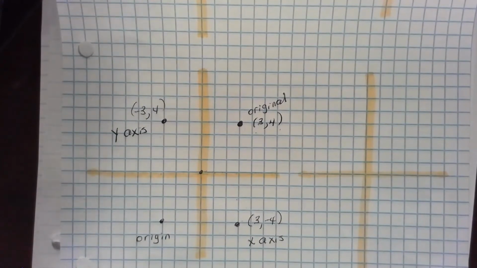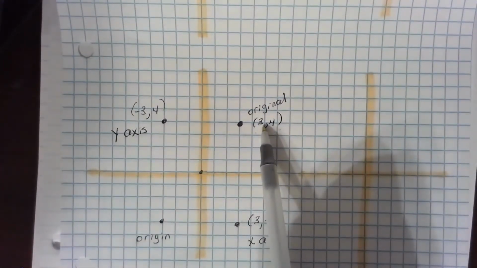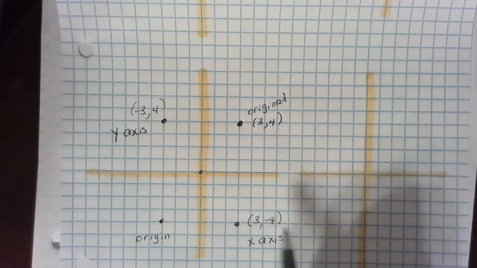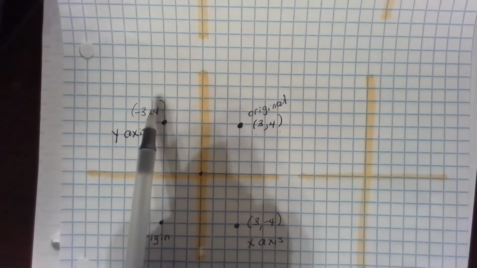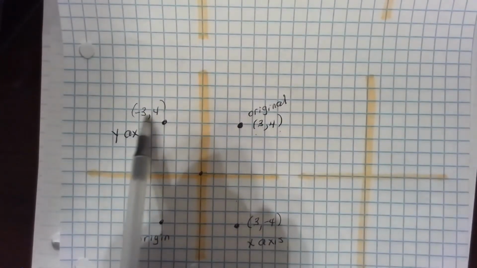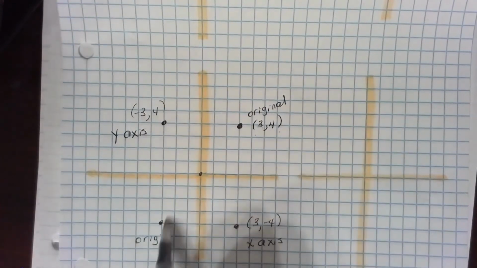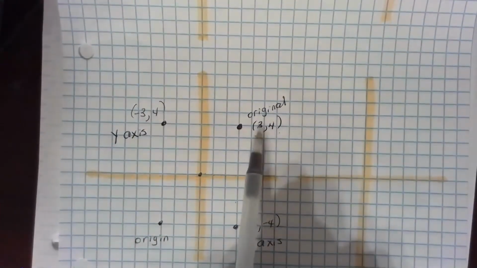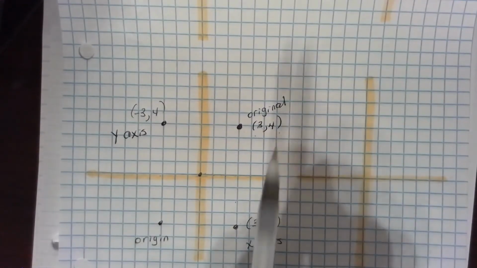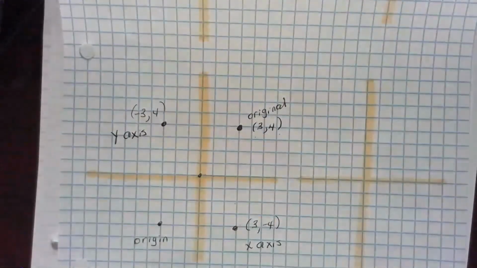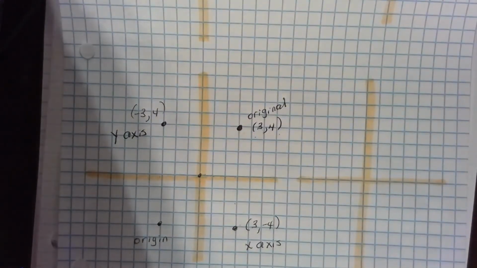Let me review. Given a point, to find the one across the x-axis, you change the sign of the y-coordinate. To find the one across the y-axis, you change the sign of the x-coordinate. To find the one that's symmetric through the origin, you change the sign of both of them. Okay, so reading the directions, that's what that says for that group of problems.